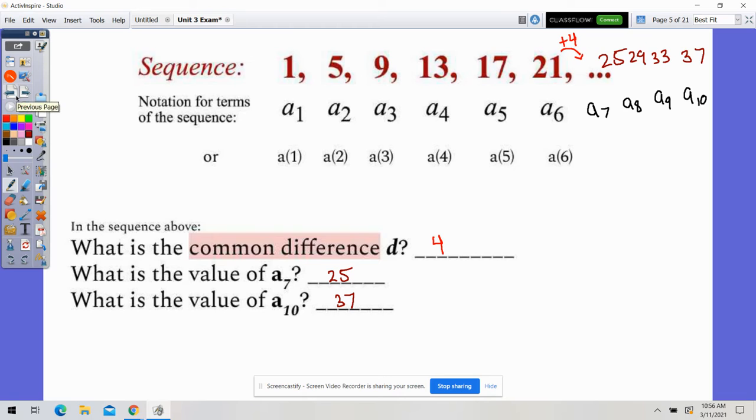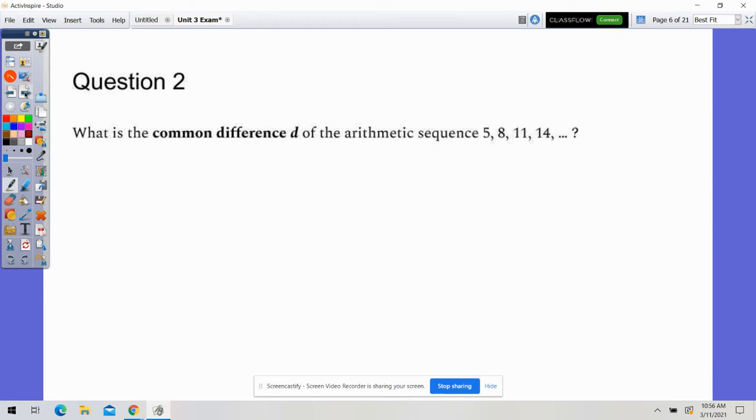First, you're going to identify the common difference of the following sequence for question 2. So question 2 is, what is the common difference, D, of the arithmetic sequence 5, 8, 11, 14, and so on?